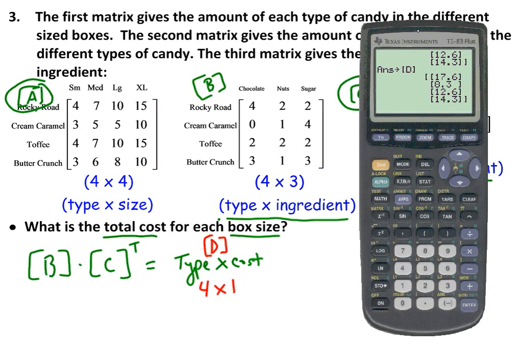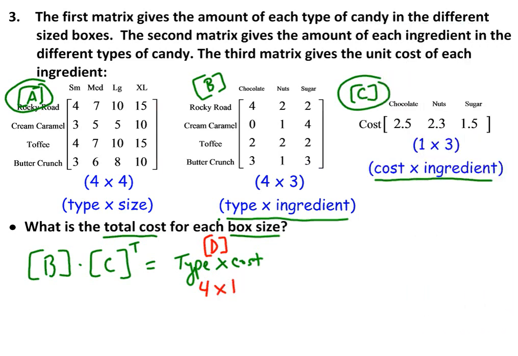Okay, so let's look at this. My 4 by 1 matrix D is type by cost. And I know now I need to use matrix C because that's the other one with cost and ingredient. But I need to come up with my type and cost, but I need to get somehow the box size. Well, that's actually matrix A. So I know I'm going to have to multiply this by matrix A somehow. But A is a 4 by 4, and it's type by size. Well, that doesn't match up.